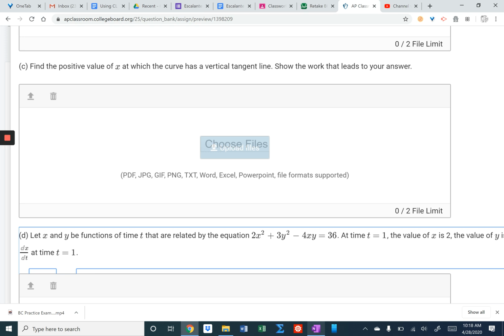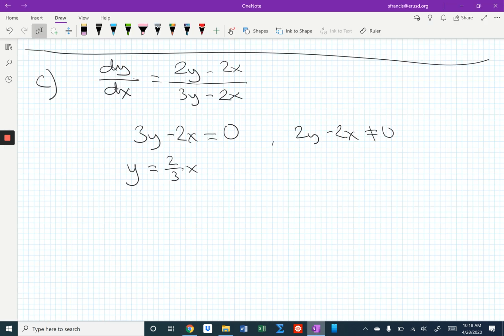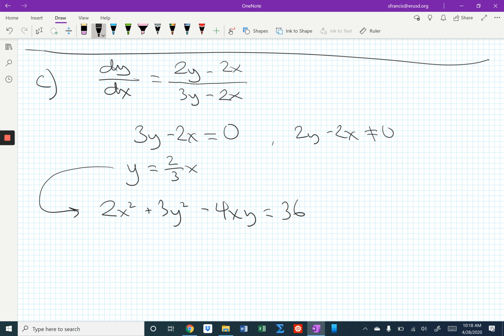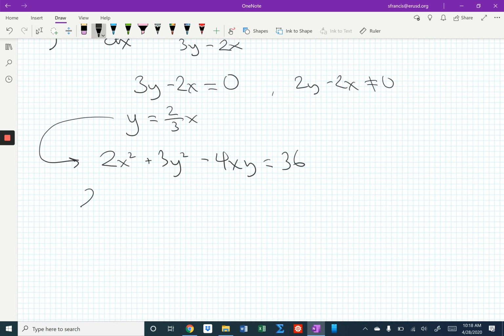Find the positive value of x. And they're indicating there's only 1 here as well. But I'm going to need that original equation, 2x squared plus 3y squared minus 4xy equals 36. And then I'm going to plug this in for y and solve for x. So I'll end up with 2x squared plus 3 times (2/3 x) quantity squared minus 4 times x times 2/3 x, and that has to equal 36.